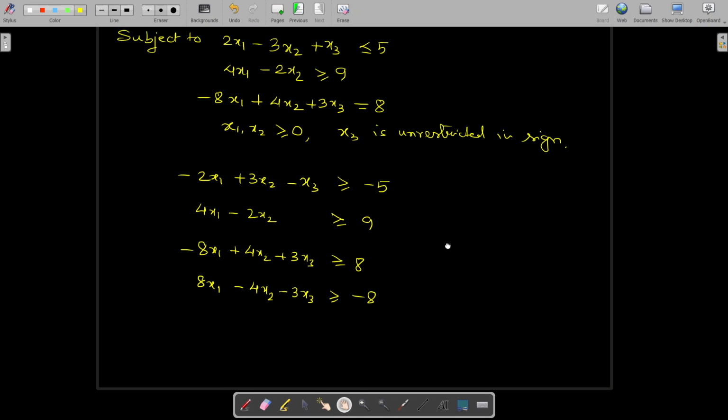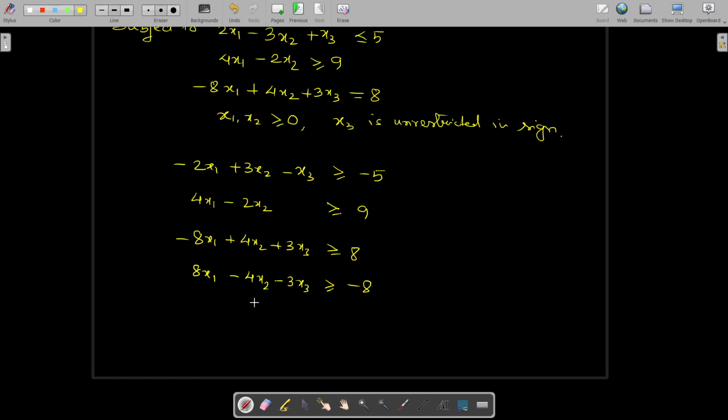I've deliberately not shown the steps here because if you don't understand this, just go to one of the previous videos. It will be easy to understand. Now, what to do with this x3 unrestricted in sign? In case of unrestricted in sign, we are going to break this variable into two parts.